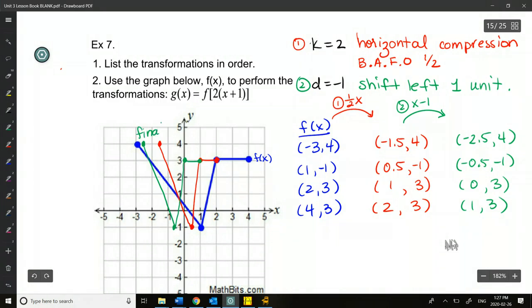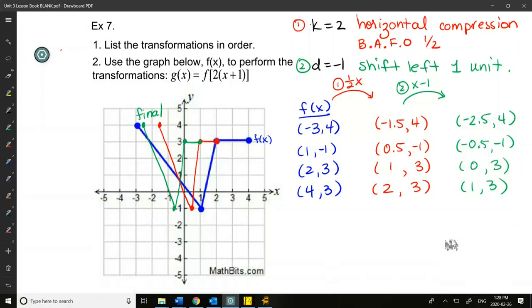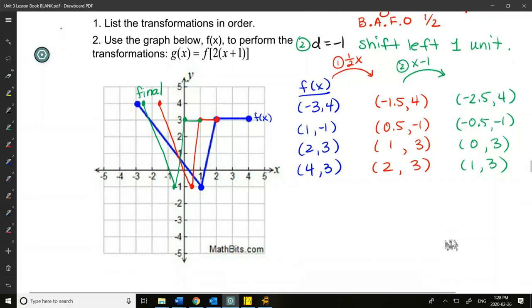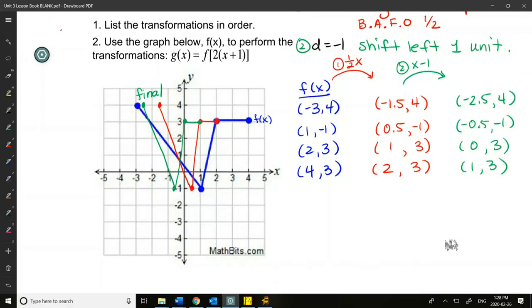Yep. How would it go from -1.5 to -2.5 after you're subtracting 1? Do it in your calculator. I'm subtracting 1, right? So I'm putting more negatives in there, so I get a bigger negative. Make sense? Okay, so that should be the final graph there, the green one. Is everyone good?